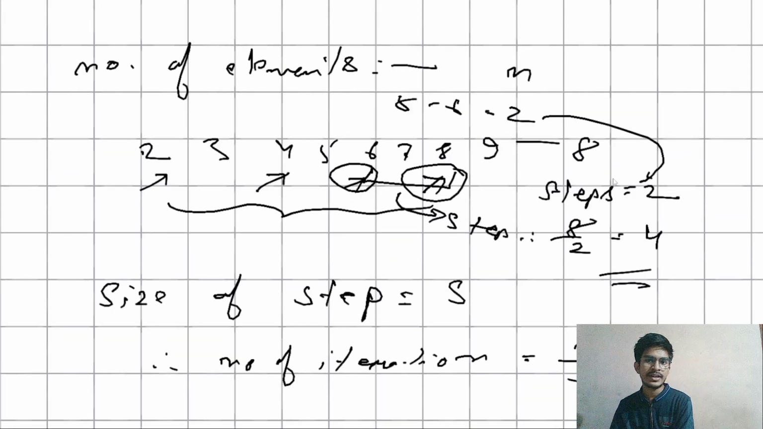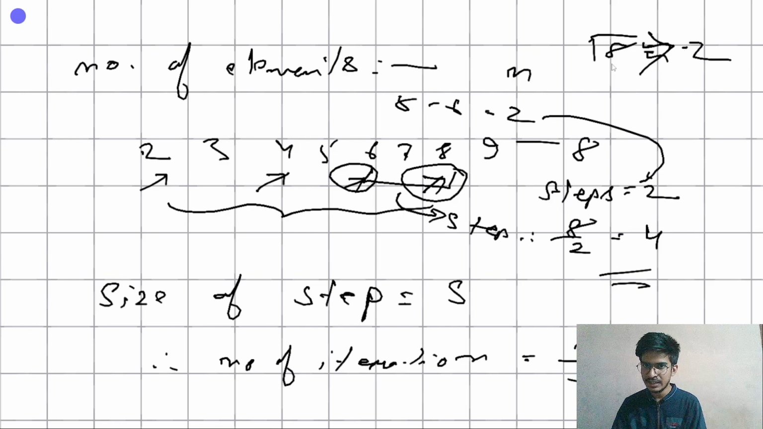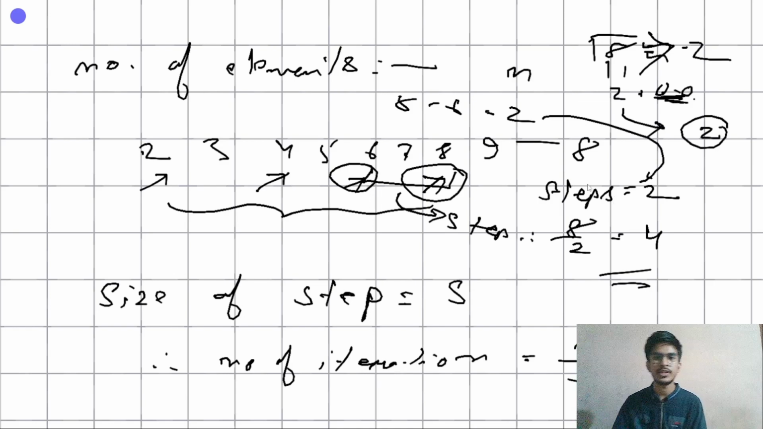For this one, we're taking 2, right? Why taking 2? Because there are 8 elements, 1, 2, 3, 4, 5, 6, 7, 8, and root of 8 is greater than 2. If we take the integer value, it will give some floating point value, and if it is converted to integer, it will give 2. That's why it is 2.